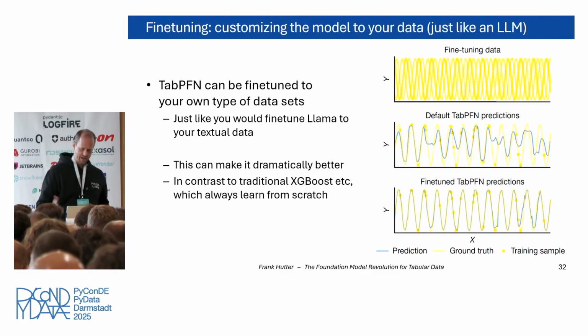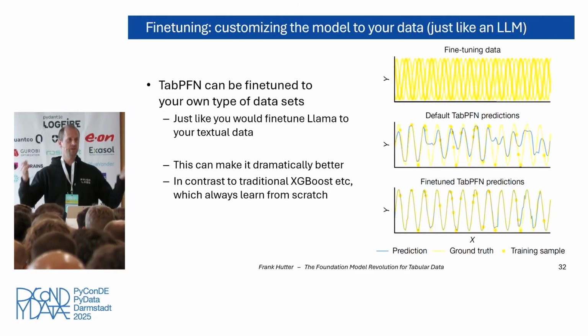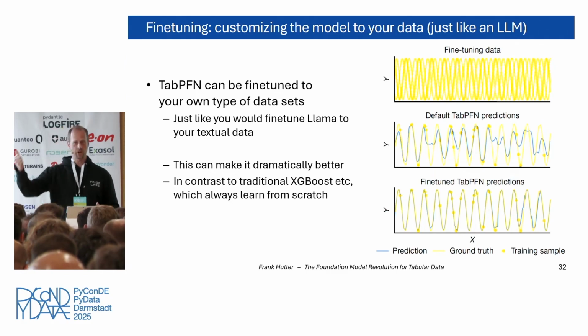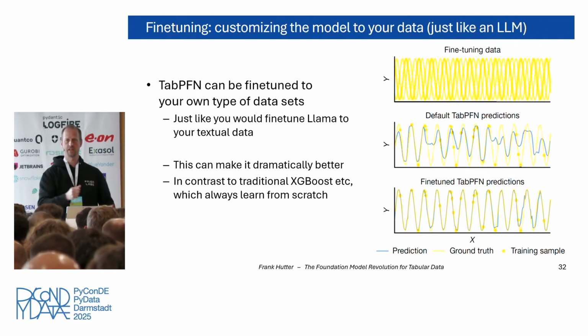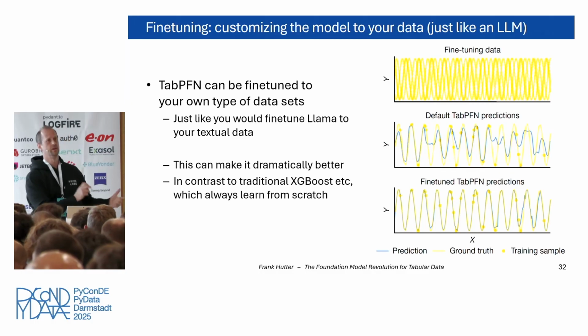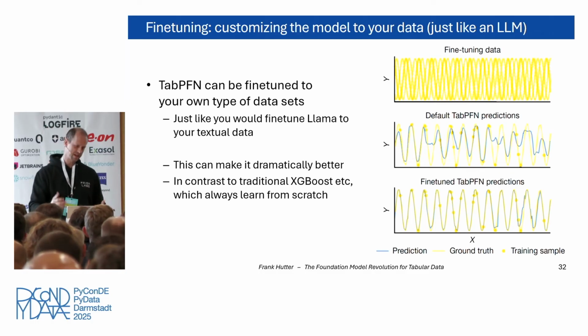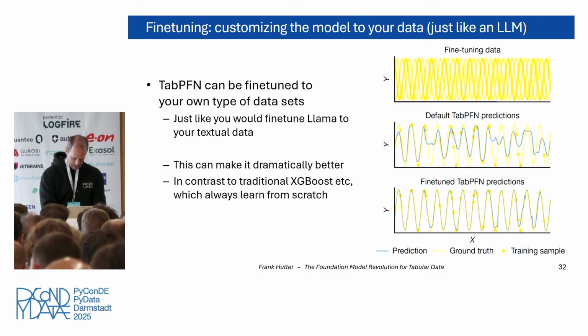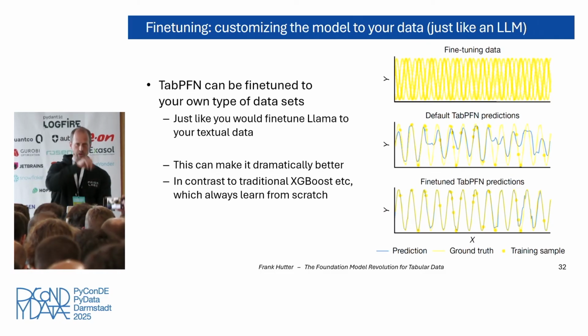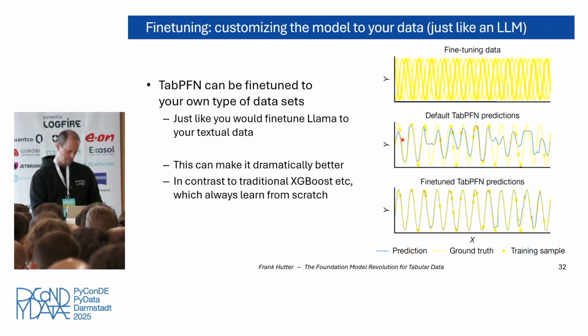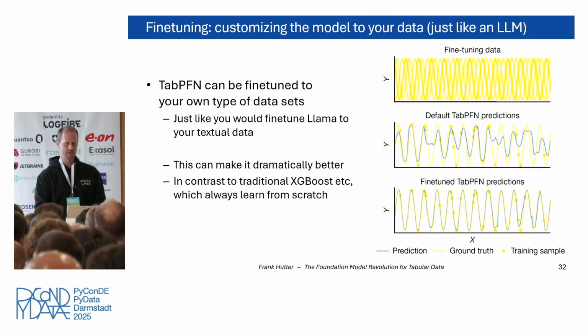All right, foundation model capabilities. It's a foundation model. You can fine-tune it to your own type of data, just like you would download a Llama and fine-tune it to your text data. You can download this and fine-tune it to your tabular data sets, and that can make it dramatically better. So here's default TabPFN predictions on some data points that follow a sinusoidal that we're not telling it is a sinusoidal, and it's making not so great predictions, and after a bit of fine-tuning on a few sinusoidals, it actually makes more sinusoidal predictions.